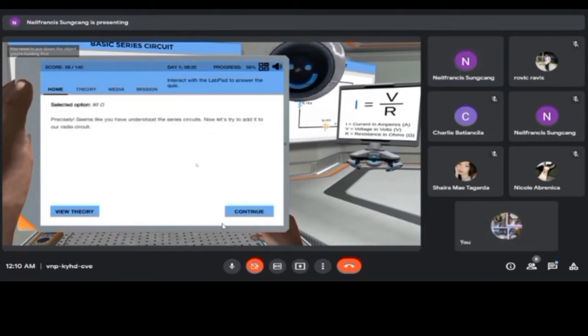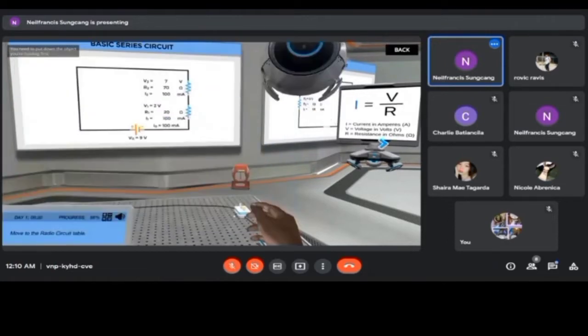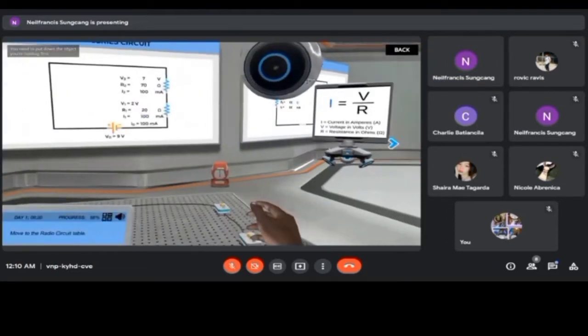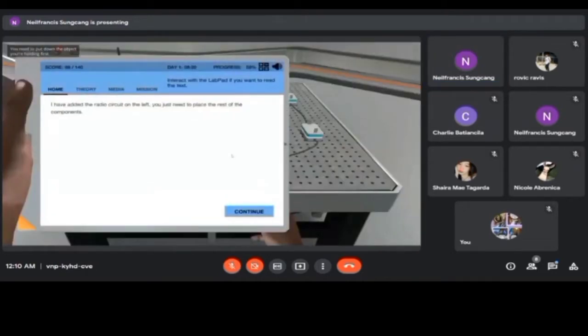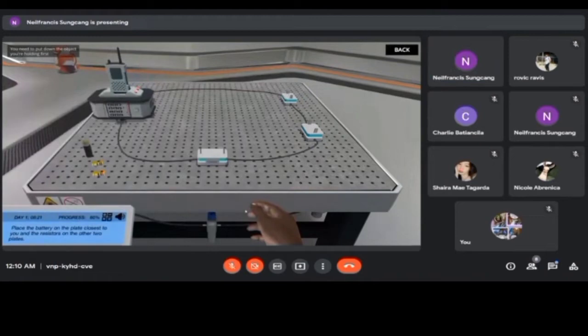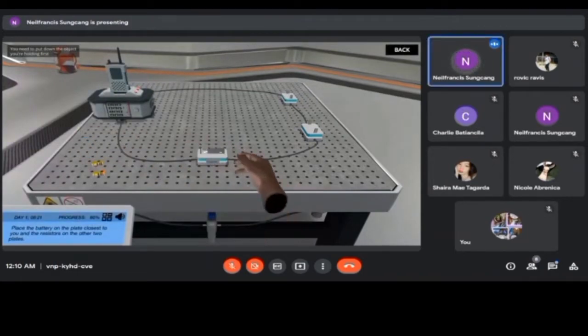Precisely. Seems like you have understood the series circuits. Now let's try to add it to our radio circuit. Move to the radio circuit table. I have added the radio circuit on the left. You just need to place the rest of the components. Place the battery on the plate closest to you and the resistors on the other two plates.